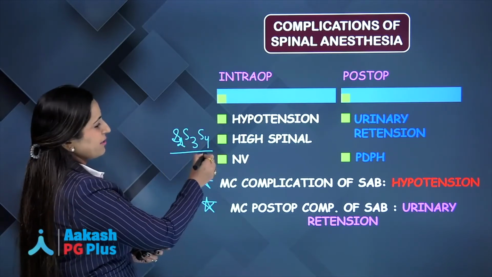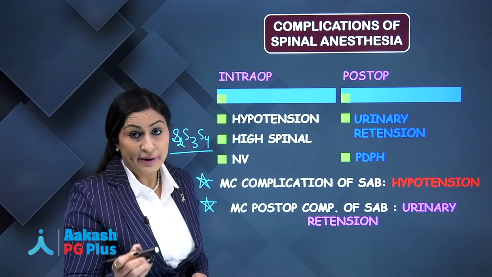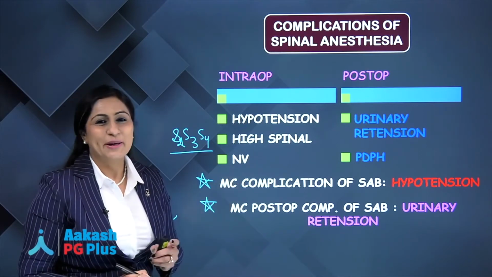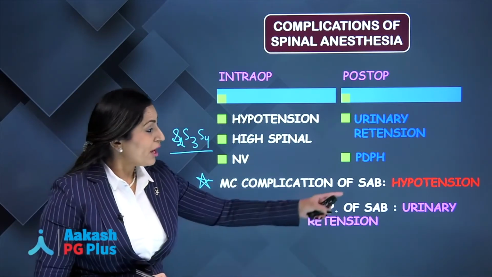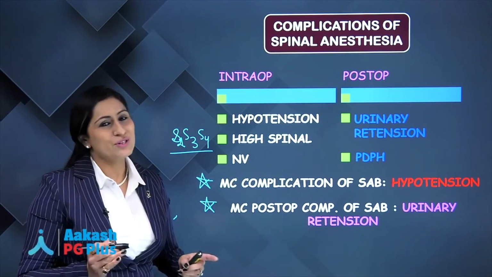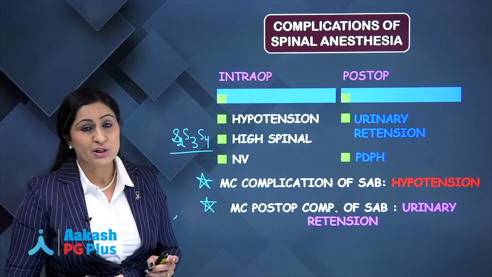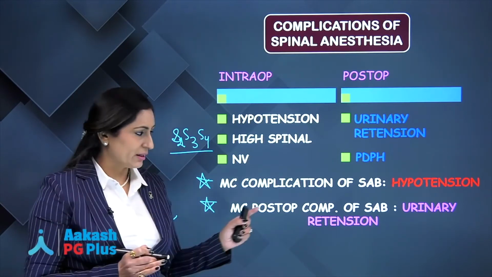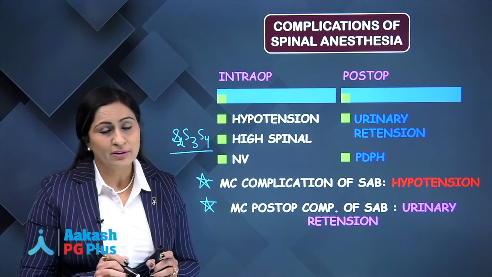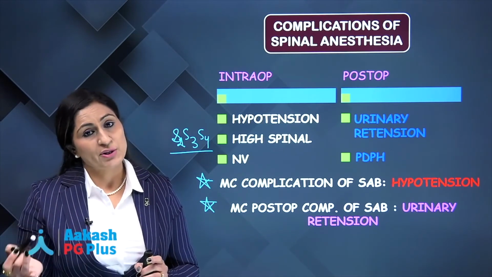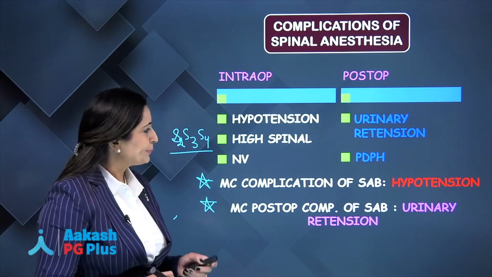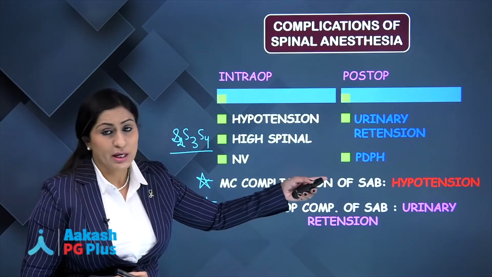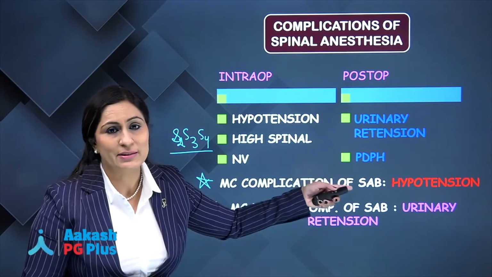These sacral nerves are supplying the bladder and they will definitely get blocked in a subarachnoid block. Therefore, urinary retention is the most common post-op complication in a patient whom we have given a central neuraxial block, especially spinal anesthesia. We put in a catheter till the time the patient's effects wear off. Fine. So, coming to PDPH, that is post-dural puncture headache.